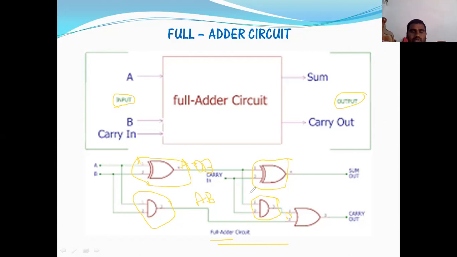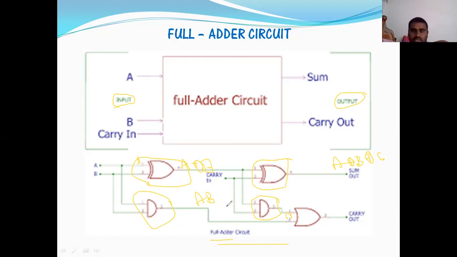And next here we have A XOR B, and C. So that is A XOR B, with C, and we are getting the output like this: A XOR B XOR C. So this is the output of the sum of the full adder circuit.